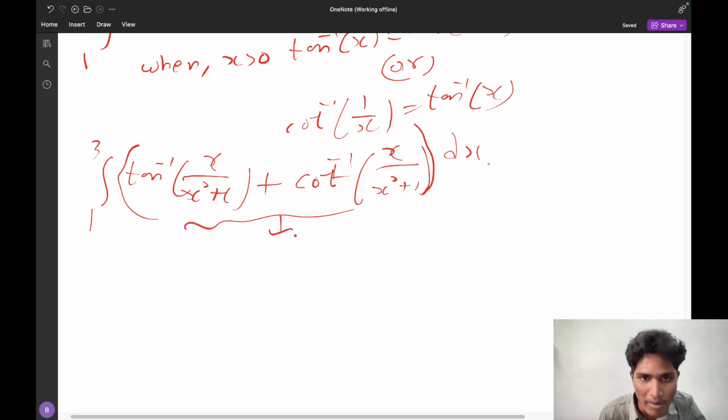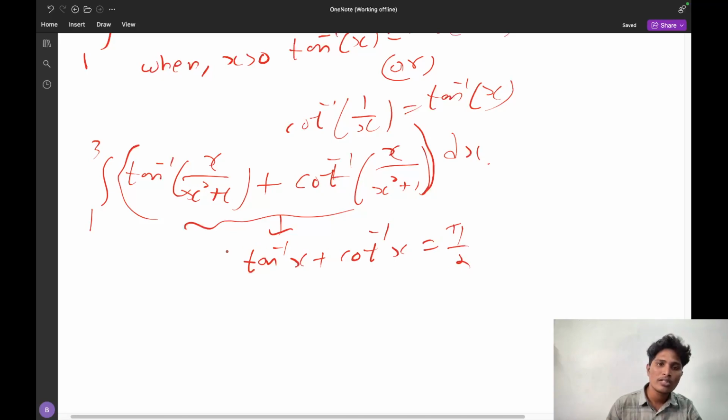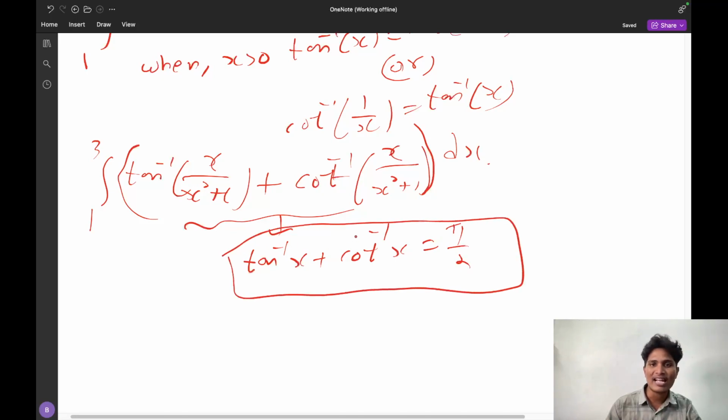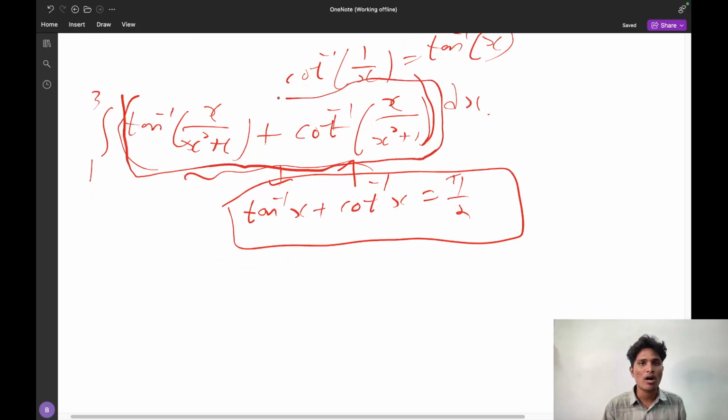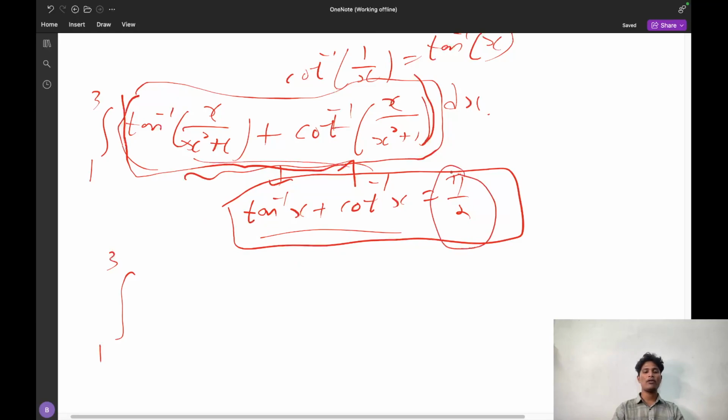Again, we already know one property: tan inverse of x plus cot inverse of x is equal to pi by 2. When I substitute this property here, the complete integral, tan inverse of x divided by x square plus 1 plus cot inverse of x divided by x square plus 1 into dx, can be transformed to integration from 1 to t. This entire thing will be transformed to pi by 2, so that is pi by 2 into dx.